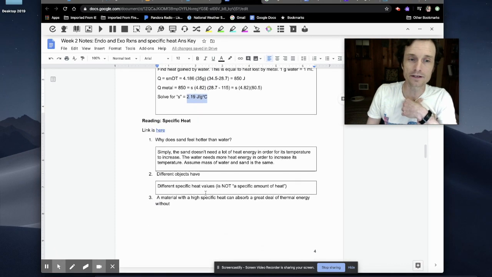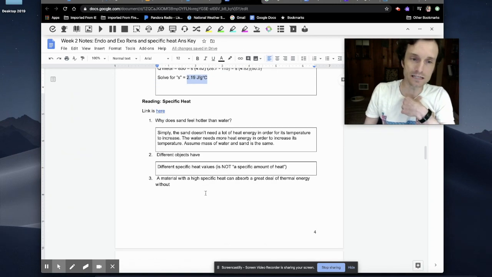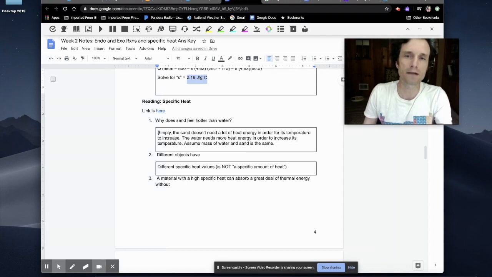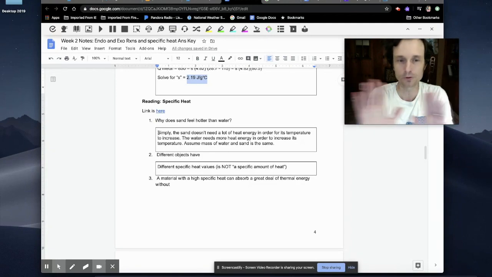In fact, the next activity talks about some specific heats of different materials. The first is kind of a simple one between water and sand. And it's like, why is it that the sand feels hotter? Well, we got to assume a couple things. First, let's assume that the masses don't matter. You have a giant ocean, and the beach can be large, but the ocean is way bigger. So just keep it simple.